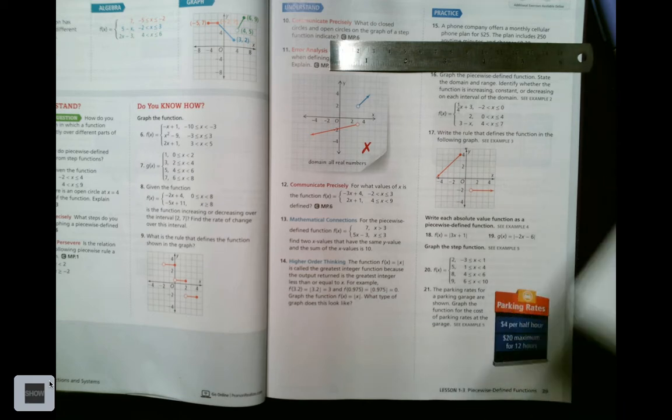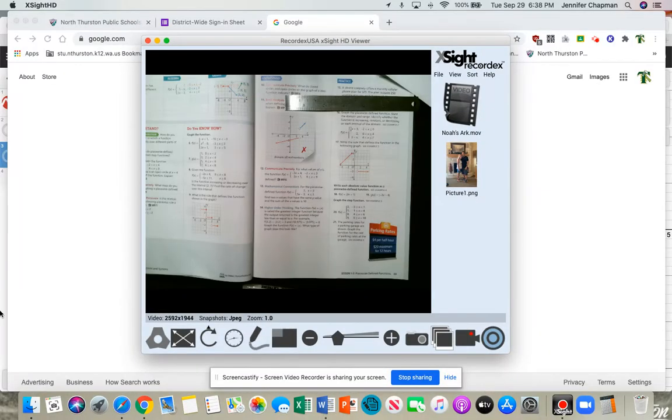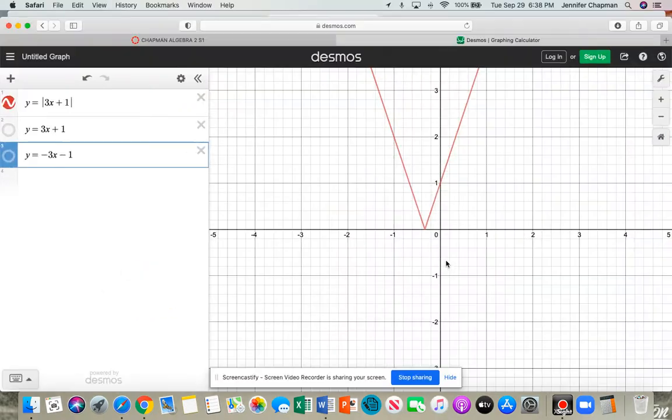Number 18, right? Each absolute value function is a piecewise defined function. So I'm going to start off with showing you the easy way with number 18. And then with number 19, I'll show you the hard way. And you can choose whichever way you would like to do that. So let me share my screen here. If you look at number 18, it's f of x equals the absolute value of 3x plus 1. You'll notice that I have that graphed right here. That's the red line. You can always see which equation I'm talking about because this is red and my graph is red.